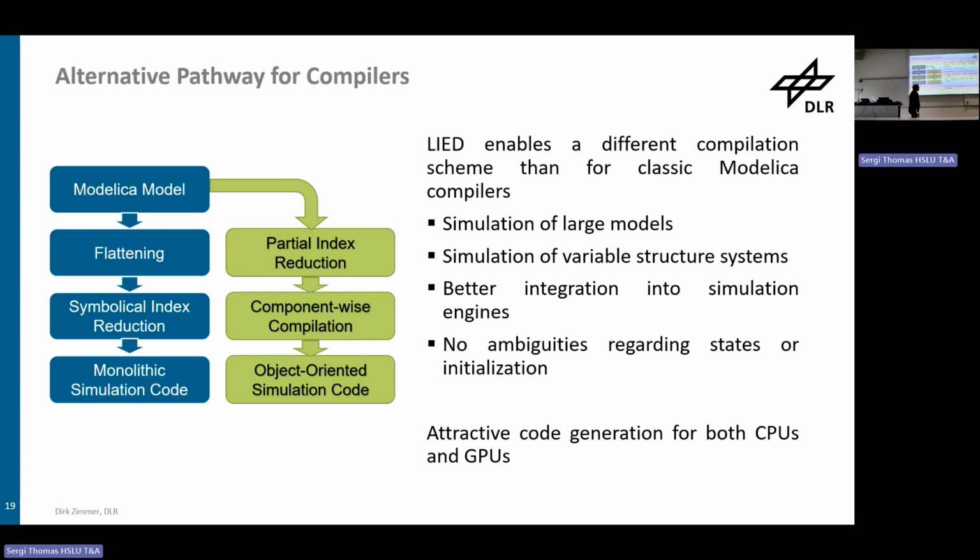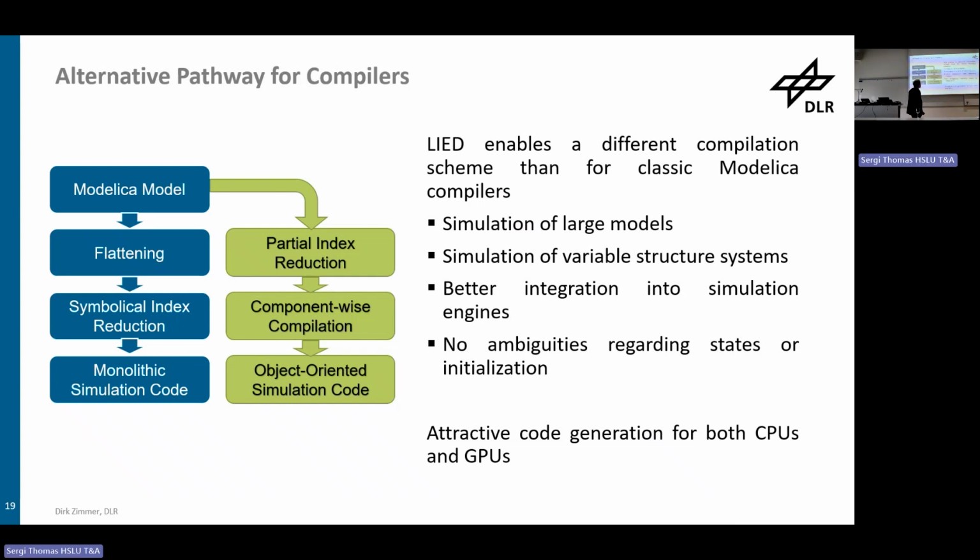Okay, and if you adhere to the subclass, you suddenly have completely different compile paths for your variability. So you can basically bypass the flattening. You don't have to flatten the model anymore. You can do a component-wise compilation, and you can generate object-oriented simulation code.